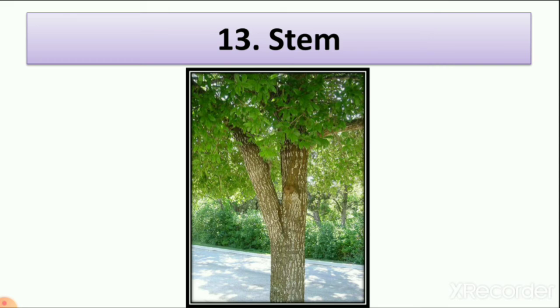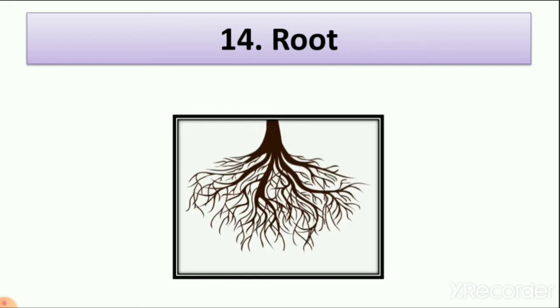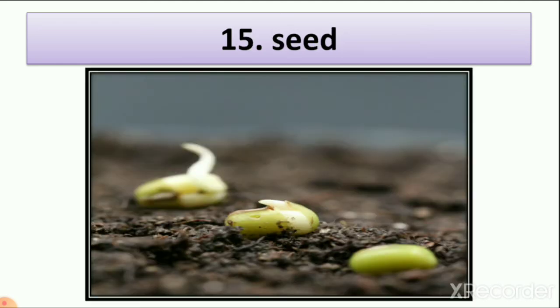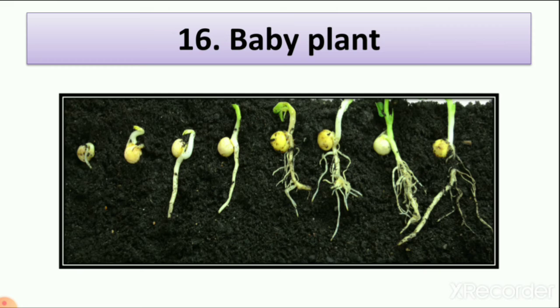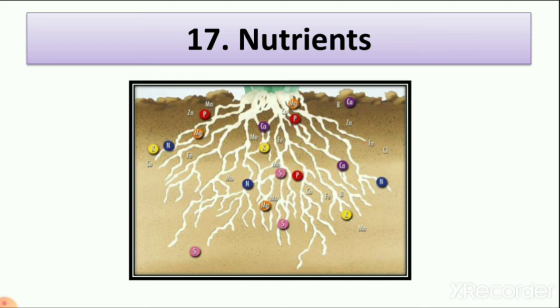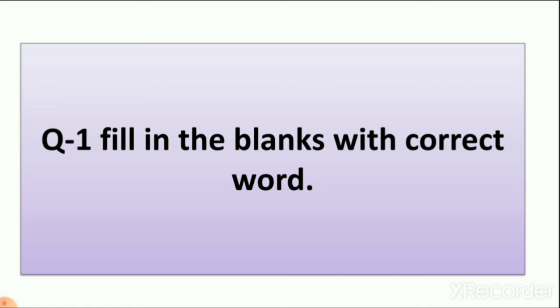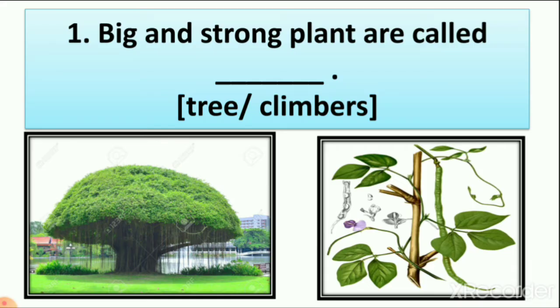Stem, part of the plant. We divide different types of plant with the stem. Roots, underground part of the plant. Seed, we need seed of particular plant to grow that plant. Baby plant, small plants. Nutrients are the things which plant obtain from the soil.